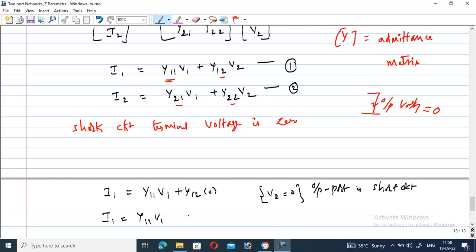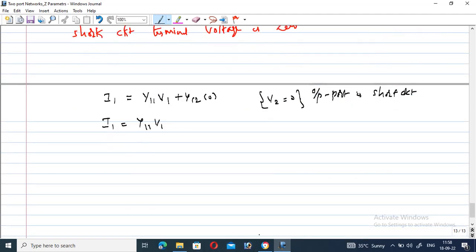So now we can represent y11 as I1 by V1, right? This is the equation, right? I1 by V1 when V2 is equal to 0. In this case, how are we getting this equation? When the V2 value is equal to 0, then there is a possibility. Therefore, Y11 is equal to I1 by V1; from this only we are getting it.